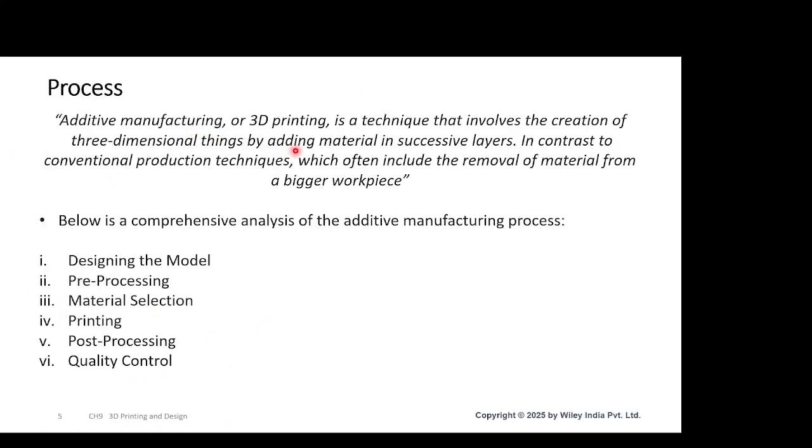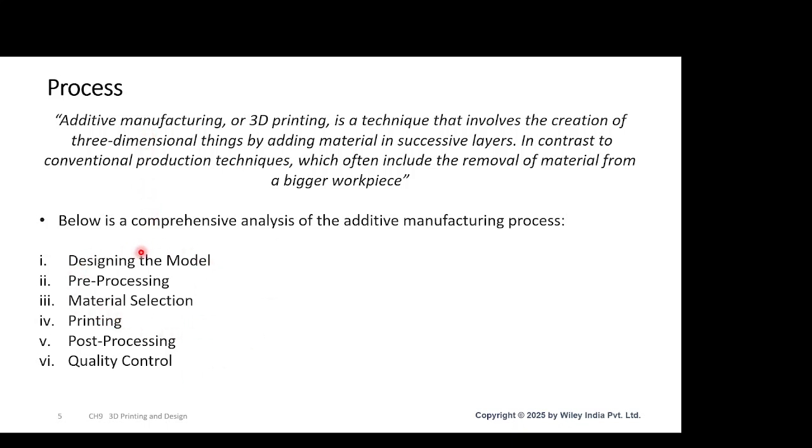Additive manufacturing or 3D printing is a technique that involves creation of three-dimensional objects by adding material in successive layers. So this is the proper definition. In contrast to conventional production techniques, which often include the removal of material from a bigger workpiece. Now, below is a comprehensive analysis of additive manufacturing. It covers designing the model, pre-processing the model, material selection, printing, post-processing, and quality control. Basically, these are the steps, I would say.